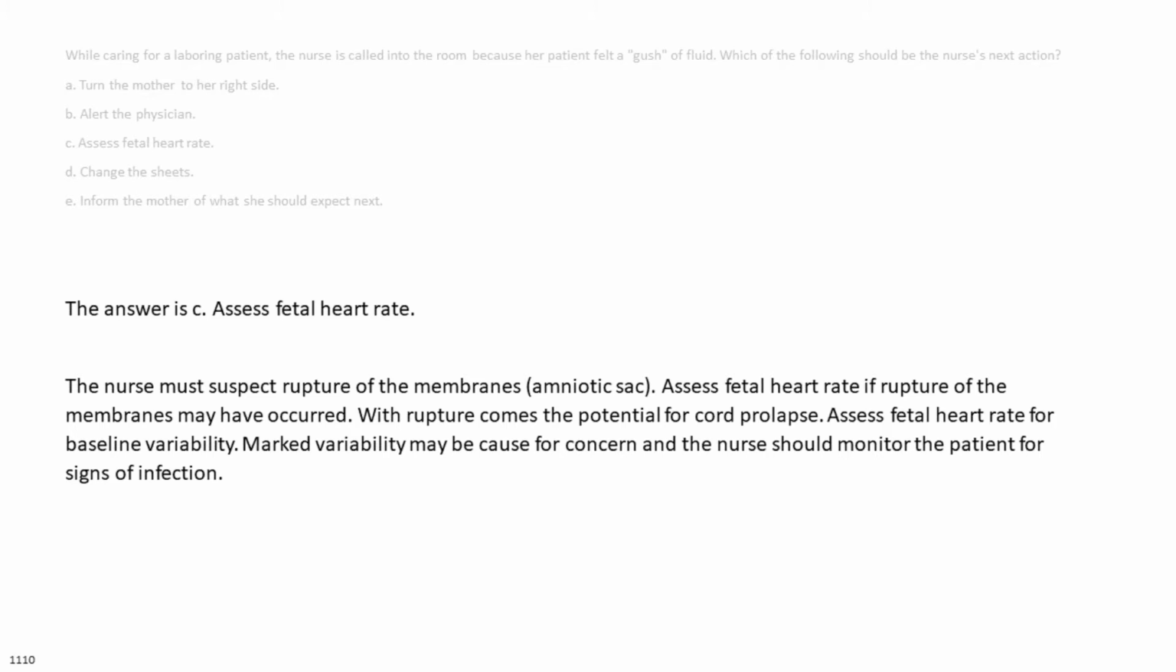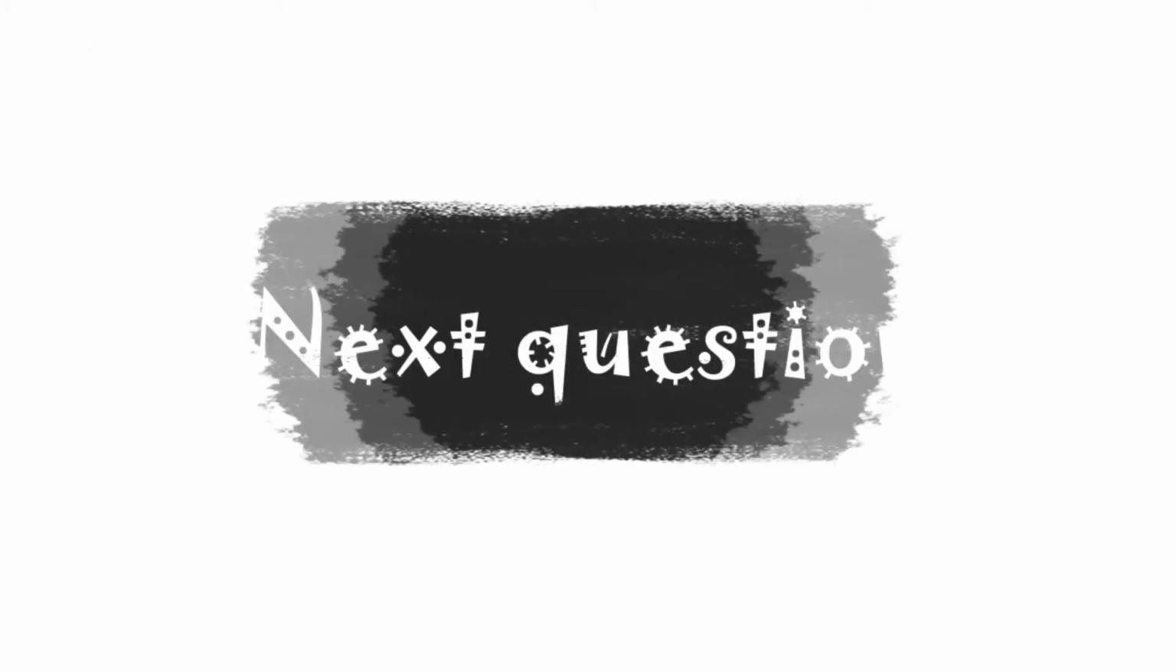The answer is C. Assess fetal heart rate. The nurse must suspect rupture of the membranes, amniotic sac. Assess fetal heart rate if rupture of the membranes may have occurred. With rupture comes the potential for cord prolapse. Assess fetal heart rate for baseline variability. Marked variability may be cause for concern and the nurse should monitor the patient for signs of infection.